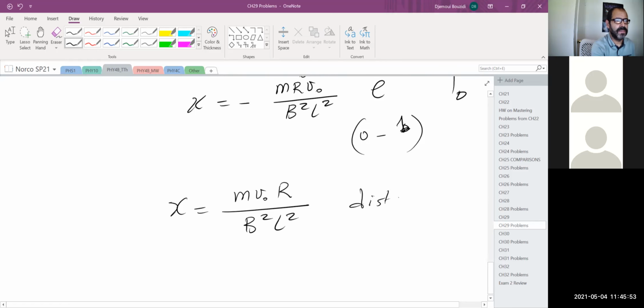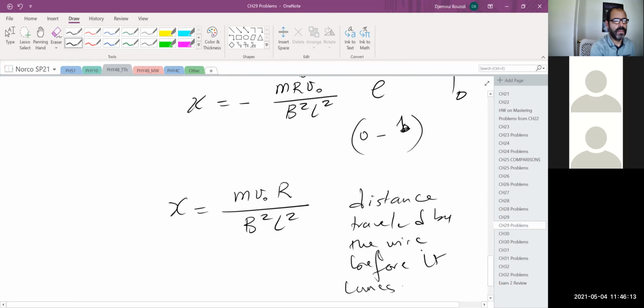This is the distance traveled by the wire before it comes to rest.